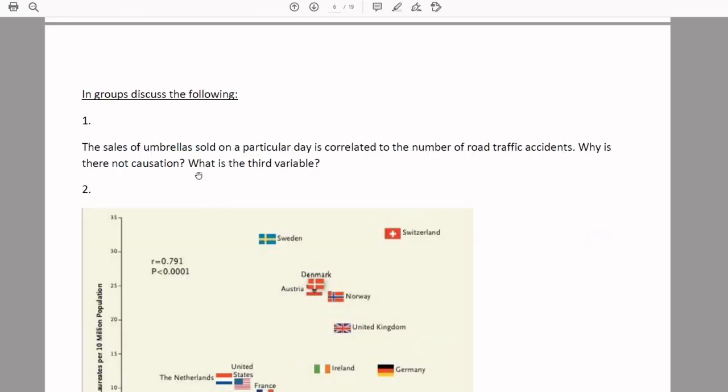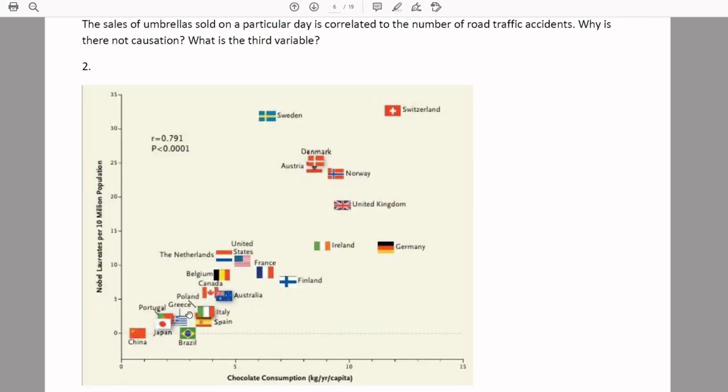Perfect. Yeah, that's it, isn't it? It's the rain, isn't it? Obviously, if that's the reason why people are buying the umbrellas, it's the rain. And obviously, the more rain there is, the more accidents there are going to be, basically road accidents, because the road's more slippy and people can't see as well. So it's not the umbrellas that are causing the traffic accidents, obviously. It's the third variable, the rain.